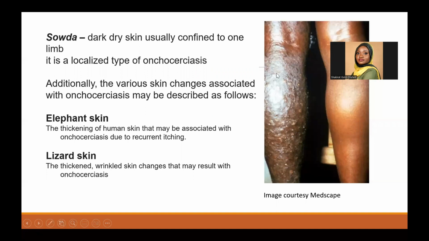And this is what we call Sauda. Sauda is unilateral lichenification and darkening of the skin. And it's a type of localized onchocerciasis or onchodermatitis. So if you see a patient having this kind of clinical presentation, you should think about onchodermatitis.